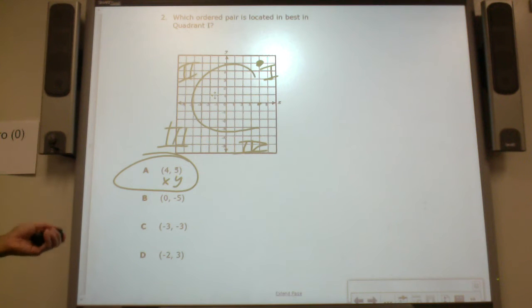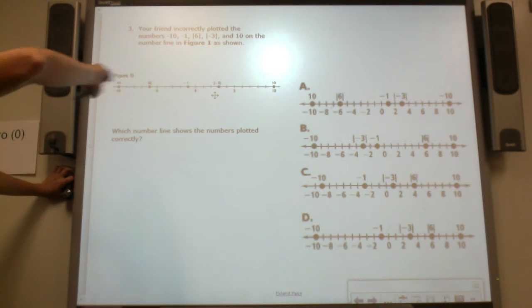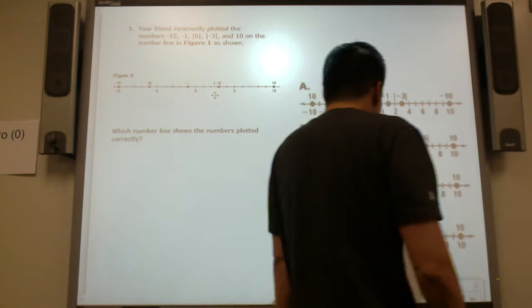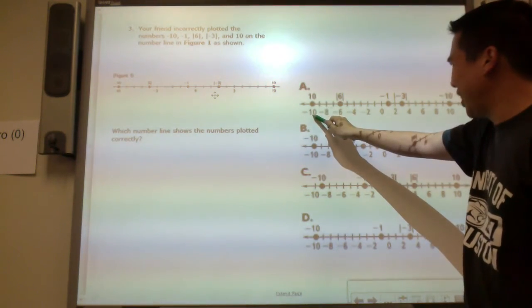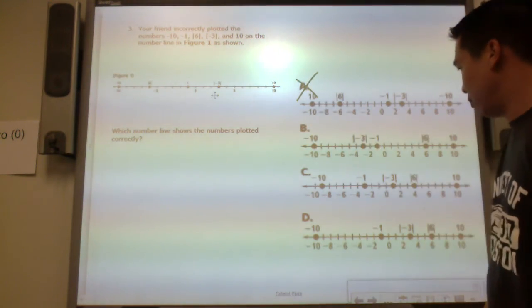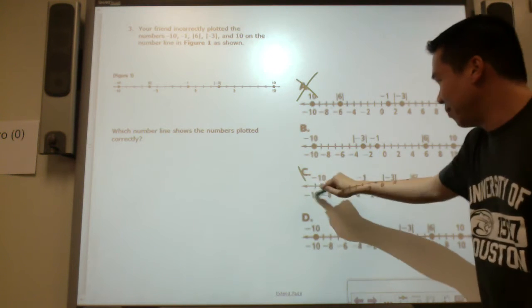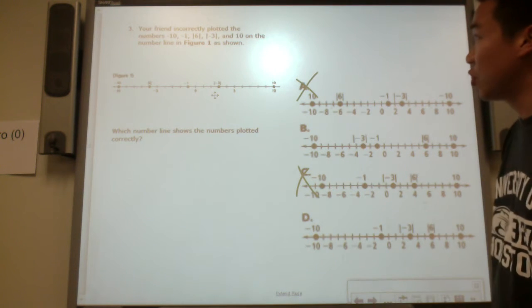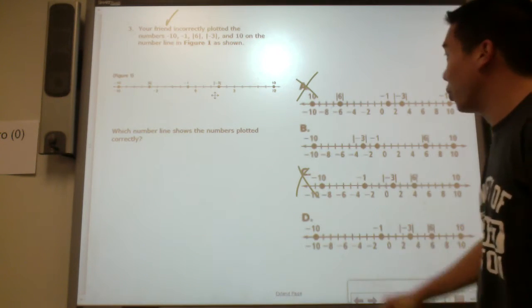3. Your friend incorrectly plotted the numbers negative 10, negative 1, absolute value of 6, absolute value of negative 3, and 10 on the number line in figure 1 as shown. So he did a wrong job. So which one should be correct here? So negative 10 should be right here. Negative 10 with negative 10, negative 9, negative 10 with negative 10. So far, doing a good job. Check. Negative 1 is a negative 1.